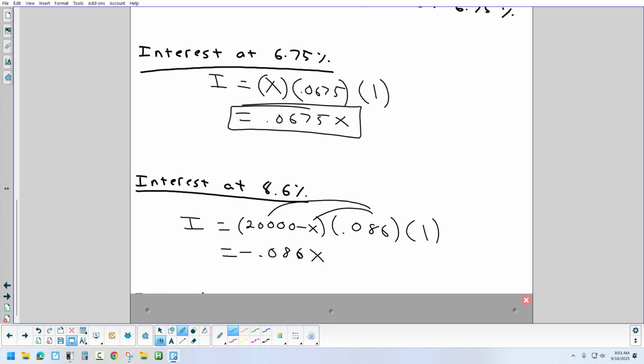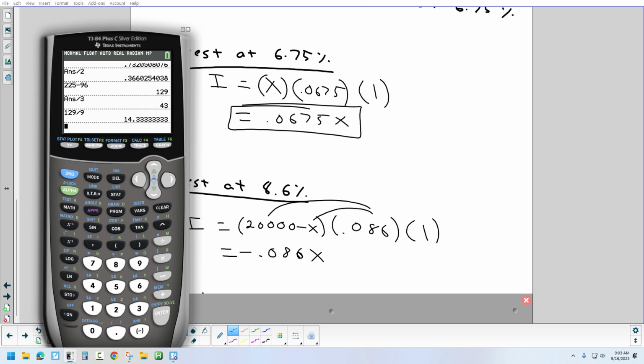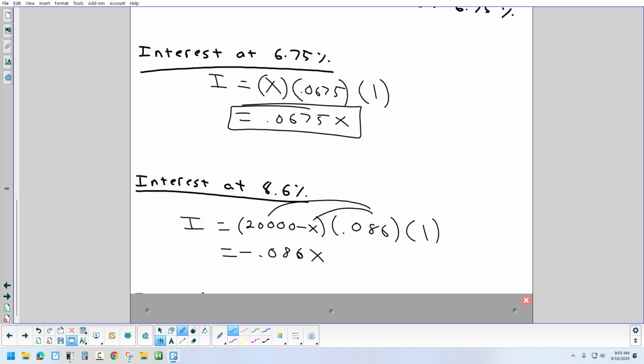So negative 0.086x, that's the first part. And then I'm going to do 20,000 times 0.086. 20,000 times 0.086 gives me 1,720. Okay. That's the amount of interest that Bill would earn in the other investment.